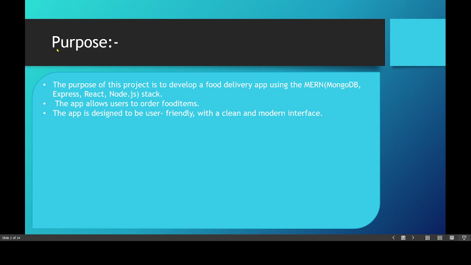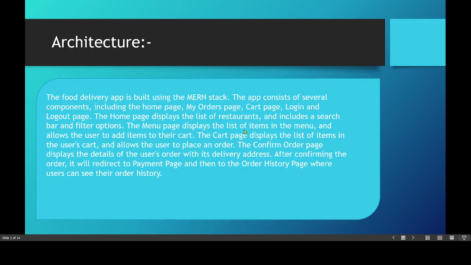While coming to the purpose of why we created this app, the purpose of this project is to develop a food delivery app using the MERN Stack. MERN Stack is a combination of Express, React, Node.js, and MongoDB. This app allows the user to order food items. This app is designed to be user-friendly with a clean and modern interface.